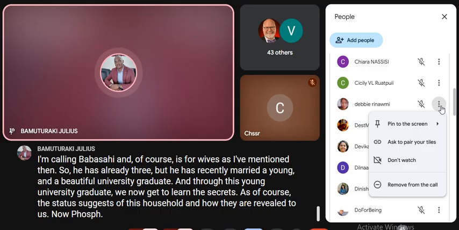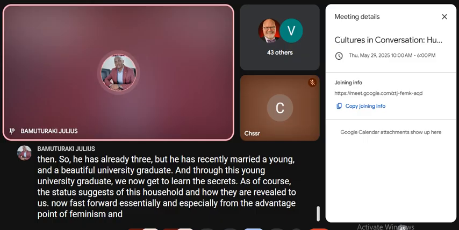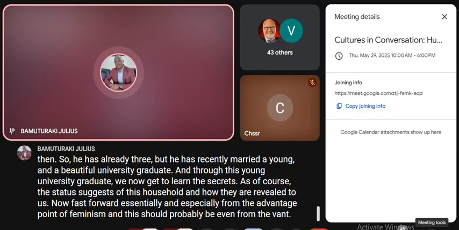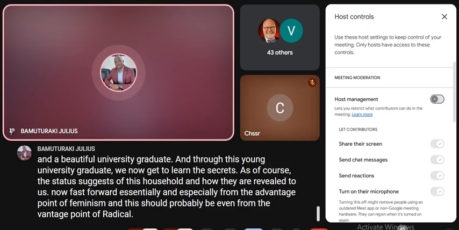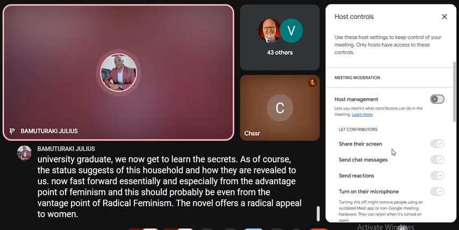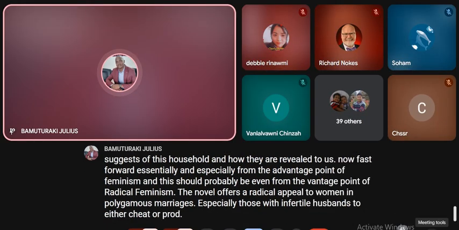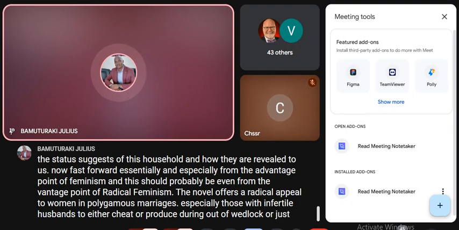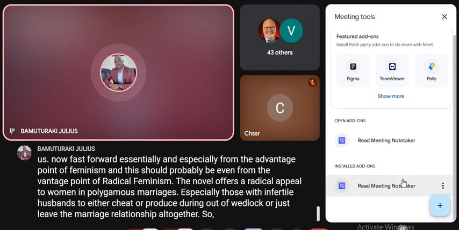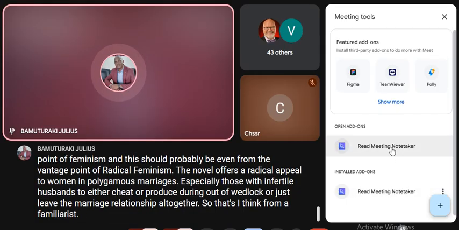Now, fast forward, especially from the vantage point of feminism, and this should probably be from the vantage point of radical feminism. The novel offers a radical appeal to women in polygamous marriages, especially those with infertile husbands: either cheat or produce children out of wedlock, or just leave the marriage relationship altogether. So that's, I think, from a feminist angle.